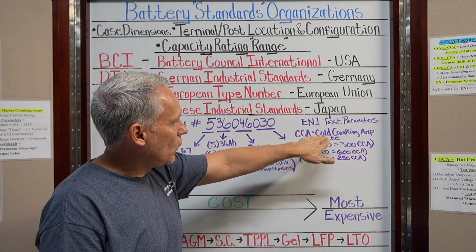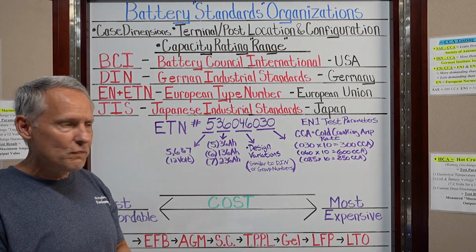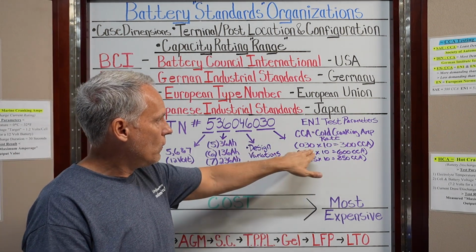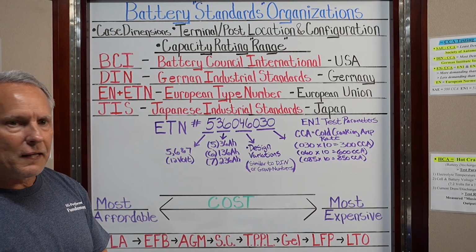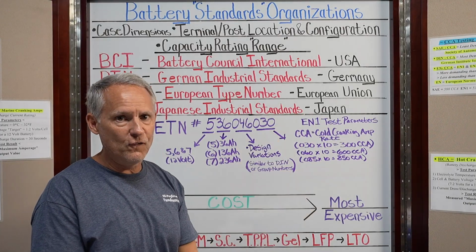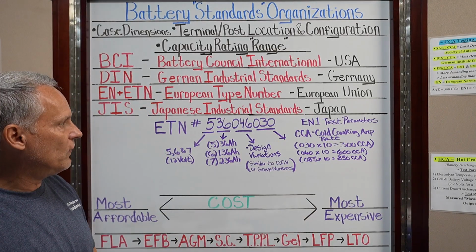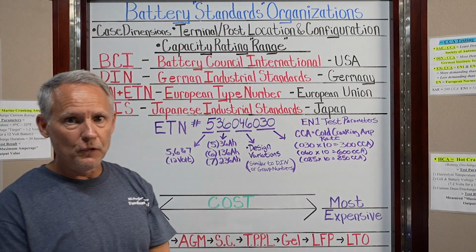So that is a cold cranking amp rating. You take that number, multiply it by 10. So for example, since this is 030 times 10, this battery would have a 300 cold cranking amp rating. If it was 060, it'd be 600. If that was 085, it'd be 850. 85 times 10, 850. But that is under the EN1 test parameters, okay?